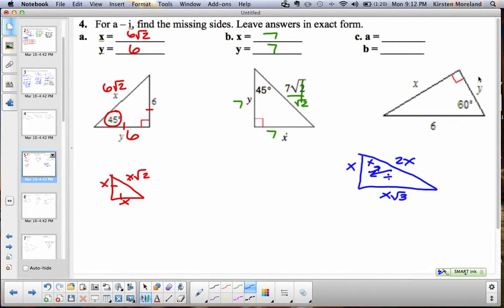So 6 divided by 2 gives me 3. And then to go from the short leg to the long leg, I times by the square root of 3. So this side would just be 3 times the square root of 3. You can ignore those, just change those to x and y. So x is 3 square root of 3, and y is 3.